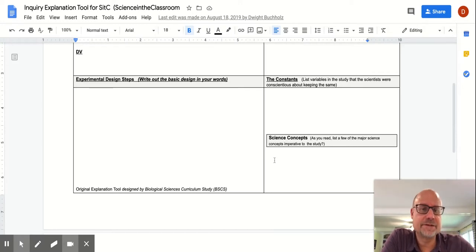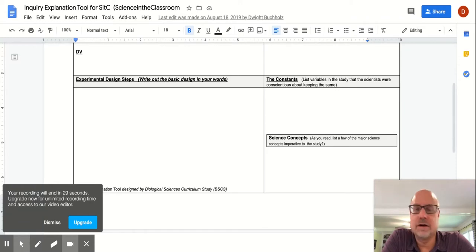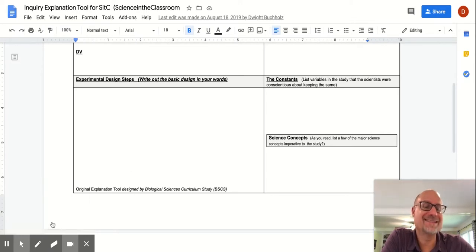Science concepts basically have to do about things that you read. These are the big scientific ideas the experiment is connected to, such as in this one, it might be the idea that different macromolecules are shaped differently and do different things in the body, and so they react to chemicals in different ways.